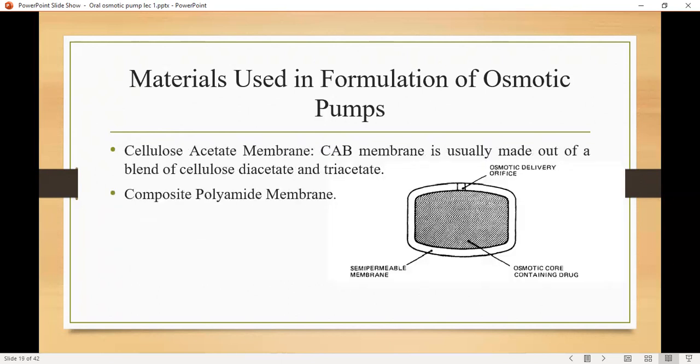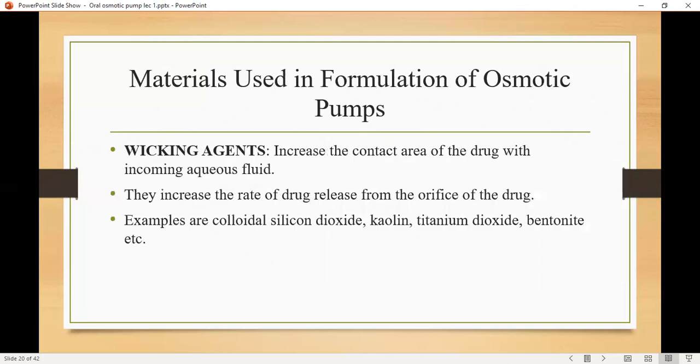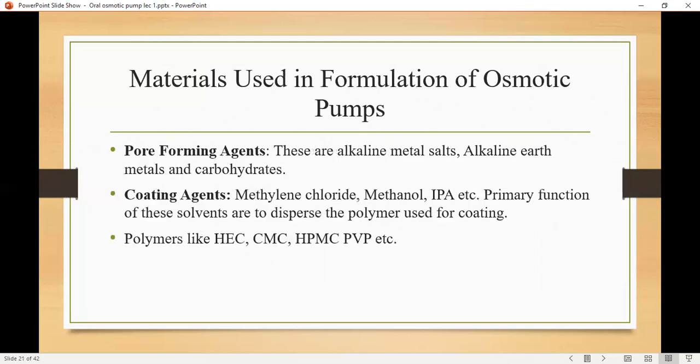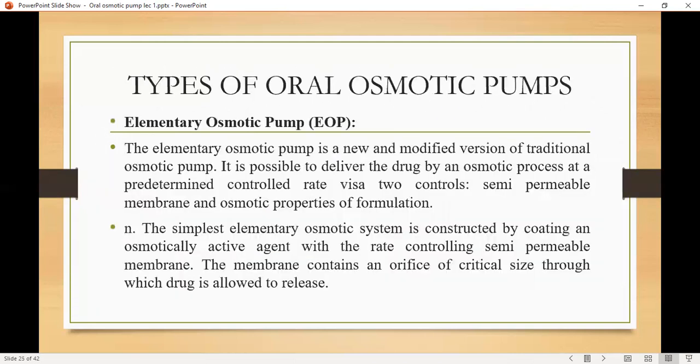These were the simple graphic representation of the osmotic drug delivery system, and we did it up till the first type, that is, types of oral osmotic pumps. We discussed elementary osmotic pumps. Students, remember that oral osmotic systems are for the gastrointestinal tract. Osmotic implants are also available, which you have to implant under your skin. So in this lecture, we are going to discuss only the osmotic pumps which are used for the gastrointestinal system.